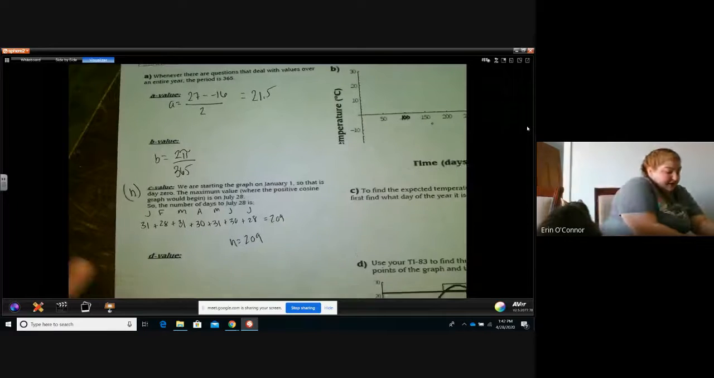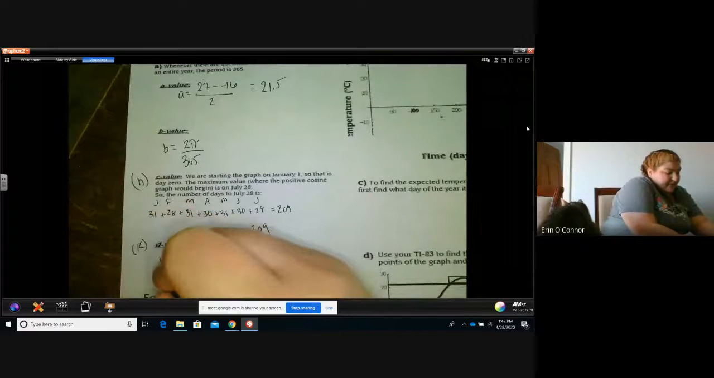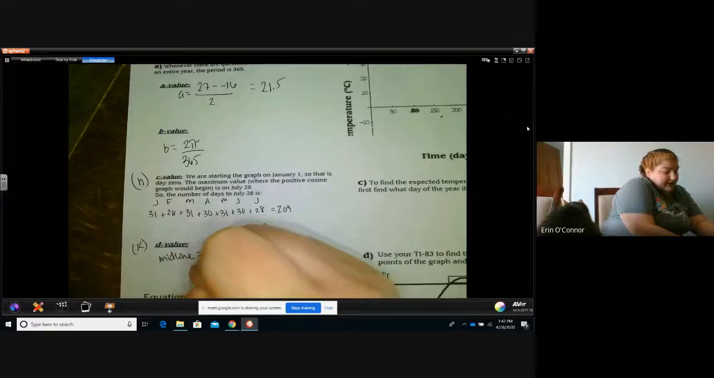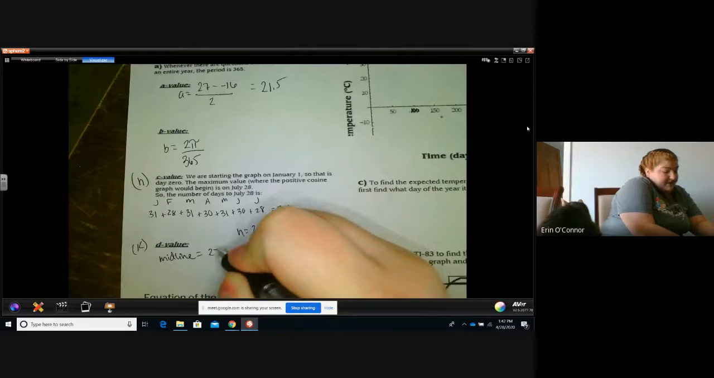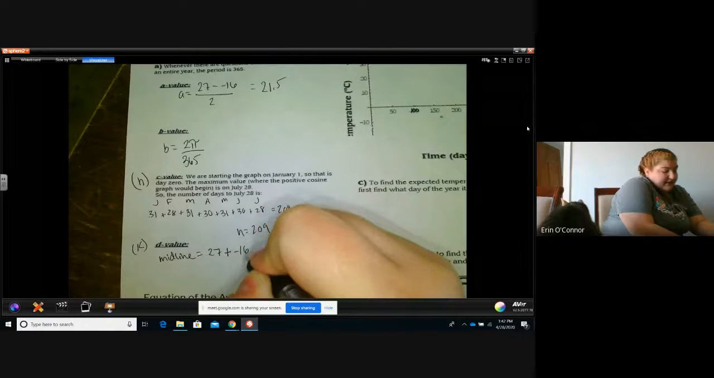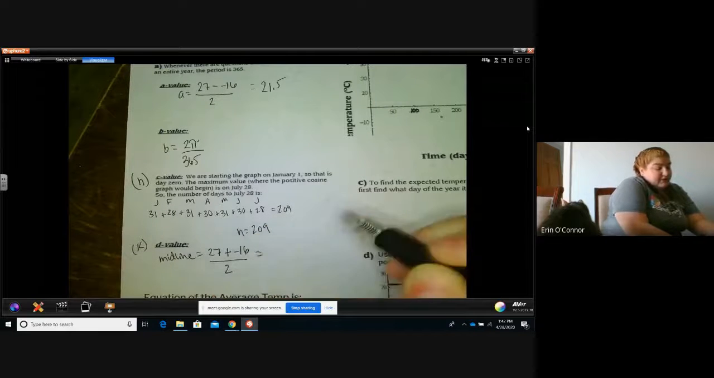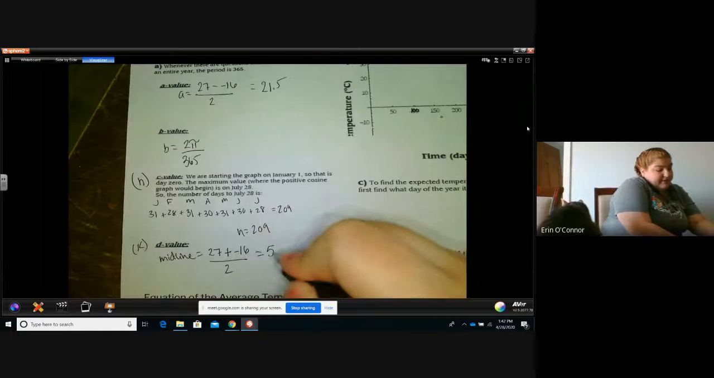And then our D value, remember that's our K, and we find that with our midline. To find midline, we do 27, or our maximum, plus our minimum, negative 16, over 2, which is 11 over 2, or 5.5. So K is equal to 5.5.